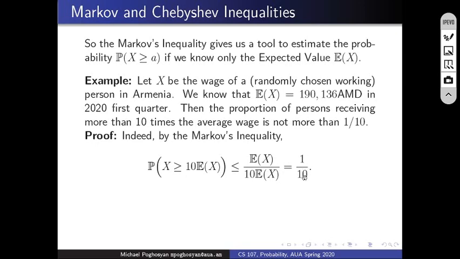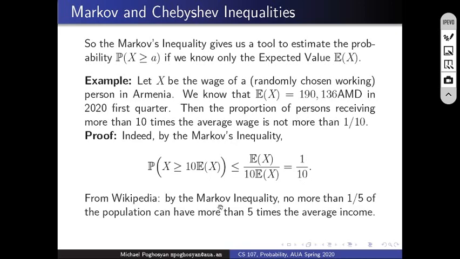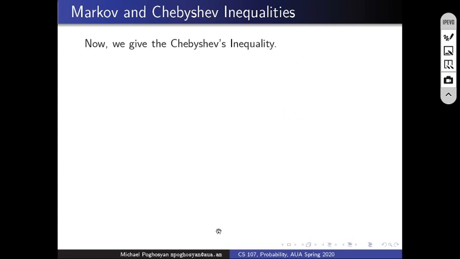This is less than 1 over 10. So the proportion of wages larger or equal than 10 times the average, so 1,900,000, will be less or equal than 1 over 10. And this is from Wikipedia. By the Markov inequality, no more than 1/5 of the population can have more than 5 times the average income. The same as my example.